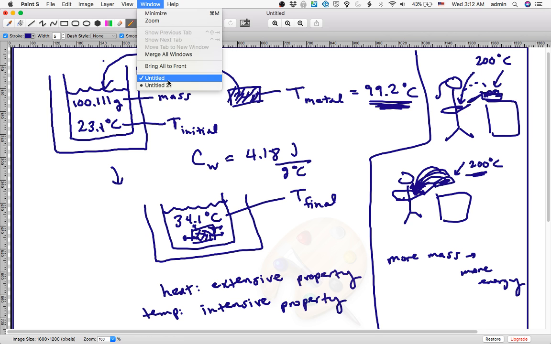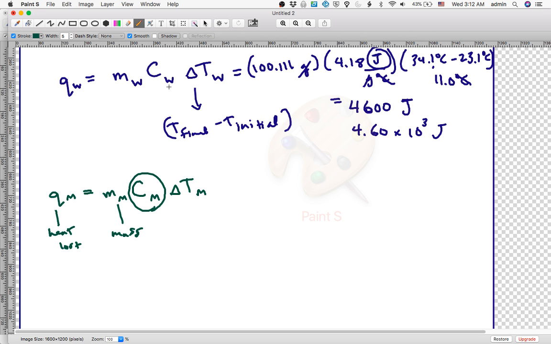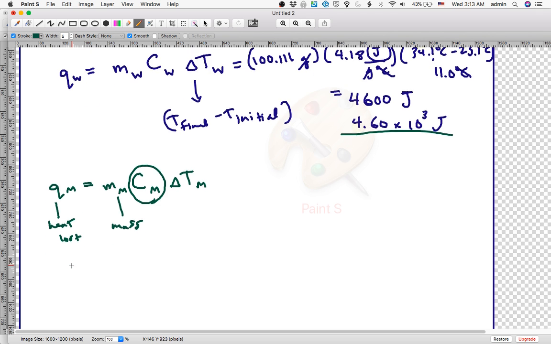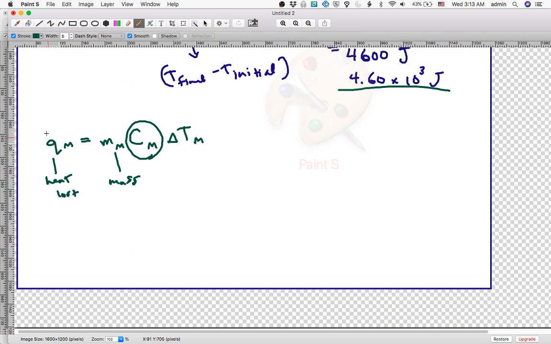What does that mean? Well, we just calculated how much heat the water gained. It's this much heat right here. So using that law of thermodynamics, if the water gained this heat, where did it get that heat? That's right, it got that heat from the metal. So the heat lost by the metal is equal to the heat gained by the water. These are the same thing.